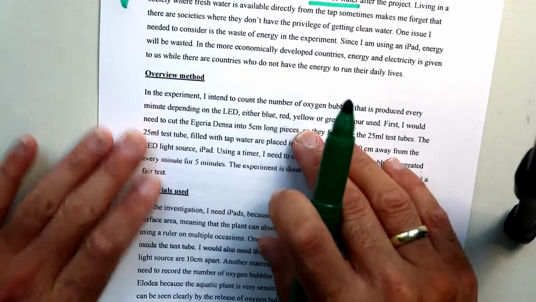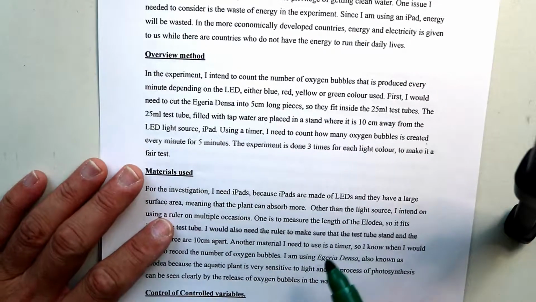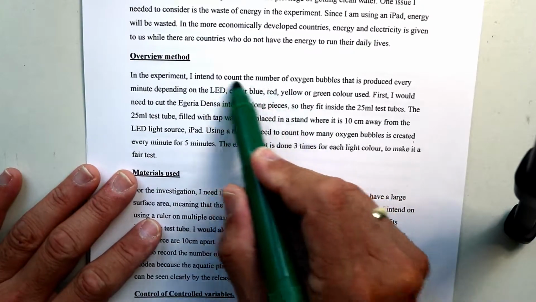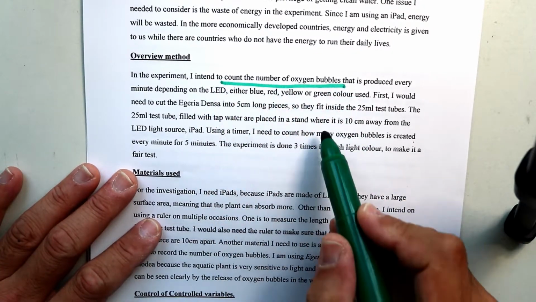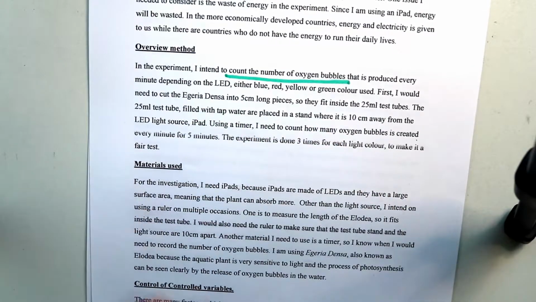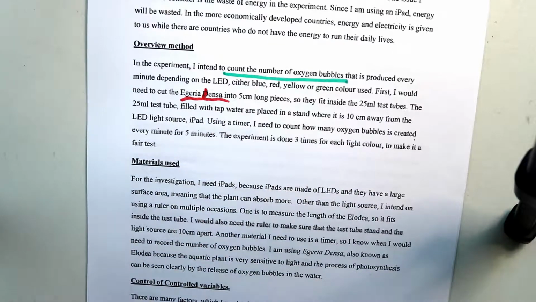So, overview of the method, good. Before you jump into any details, you have to give the reader an overview of what the experiment is even about. Okay, I intend to count the number of oxygen bubbles depending on the LED, okay, and then here again the problem with the name, and you have to italicize this, okay.